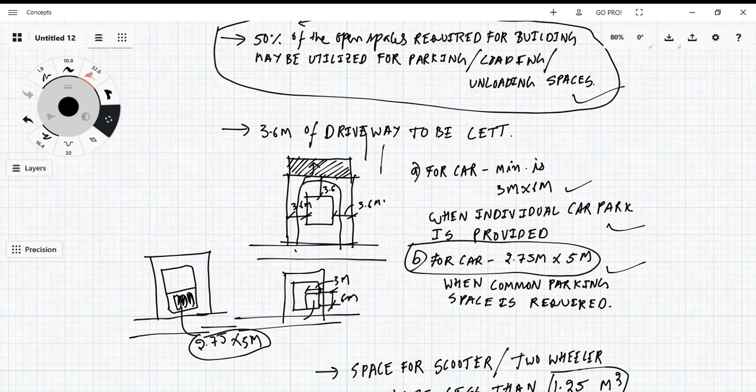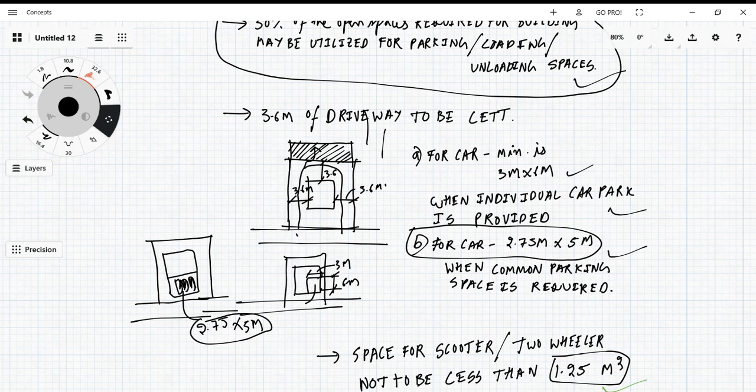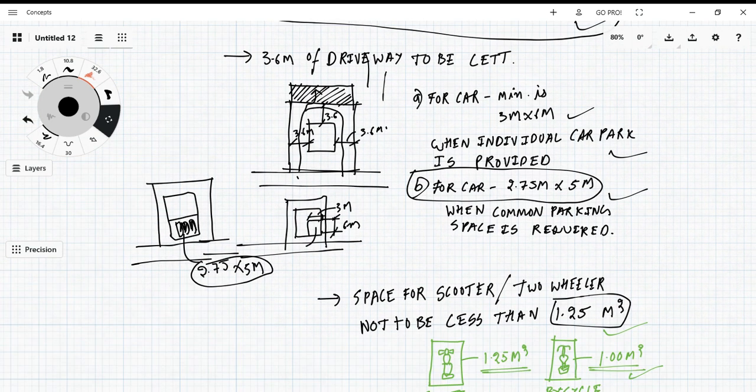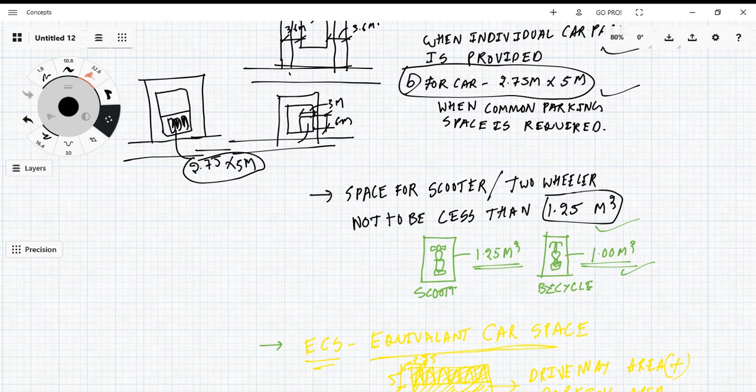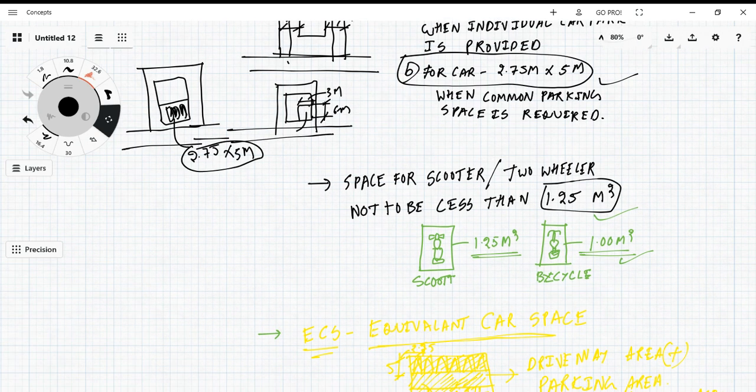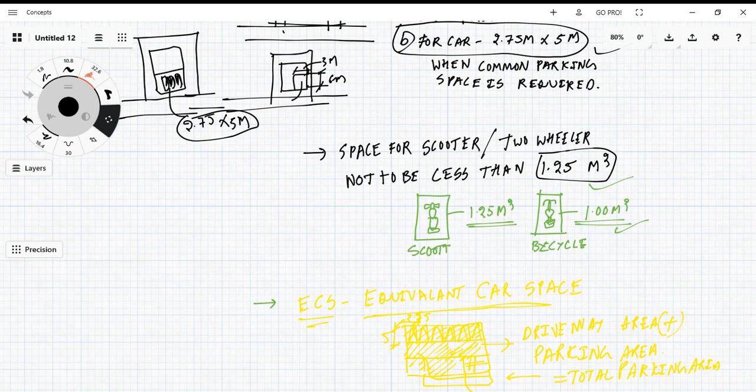And suppose I provide an individual car park, such as a garage, it is 3 meter by 6 meter. And if I provide common parking spaces, like stilt or in basement, then it is 2.75 meter by 5 meter. Coming to two wheelers, if I provide motorbike or scooter parking, they didn't mention the dimensions, but they have given the area: 1.25 square meters for scooter, and 1 square meter for bicycle.